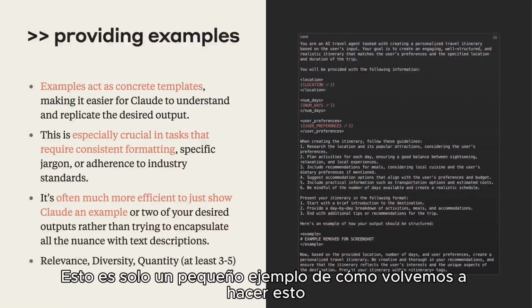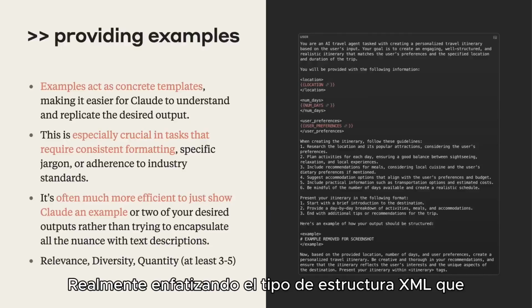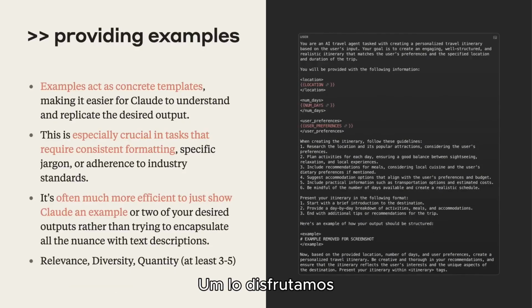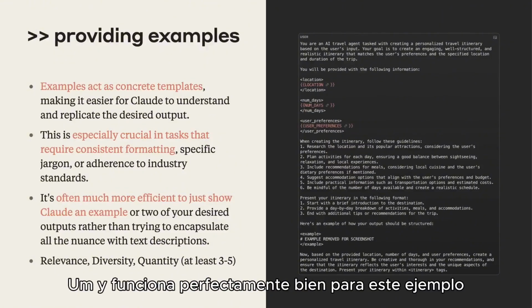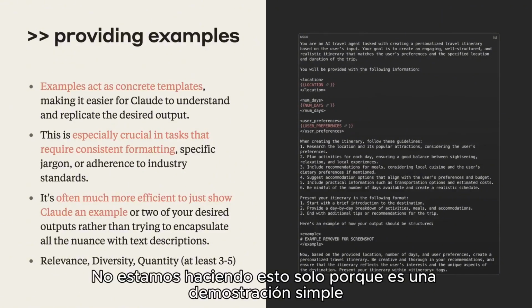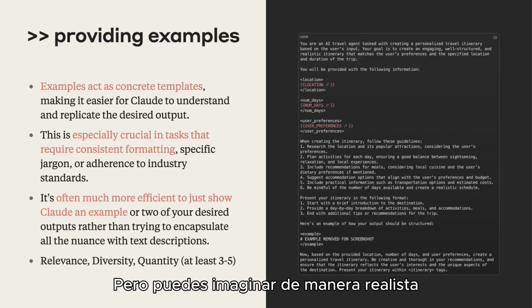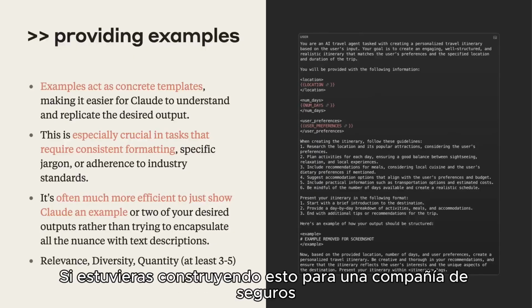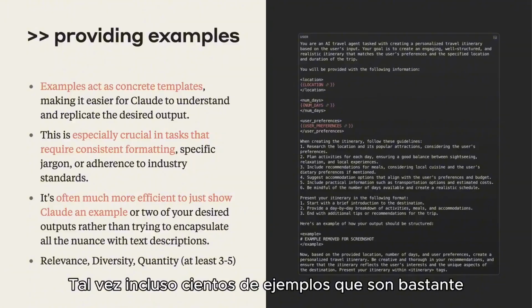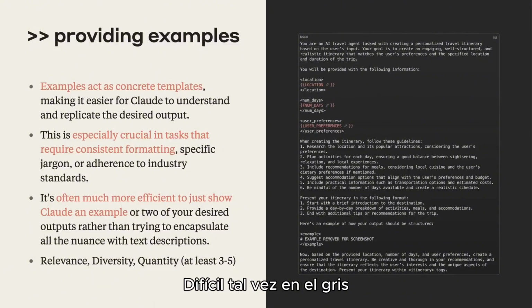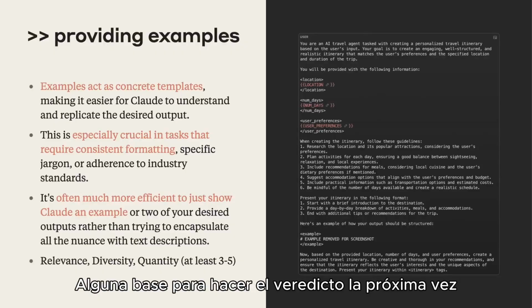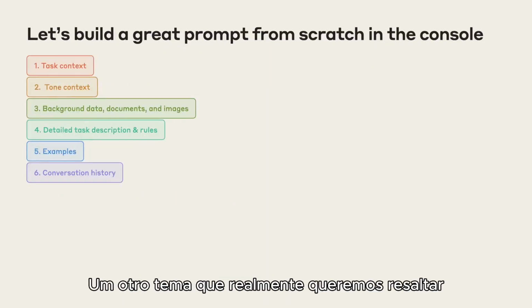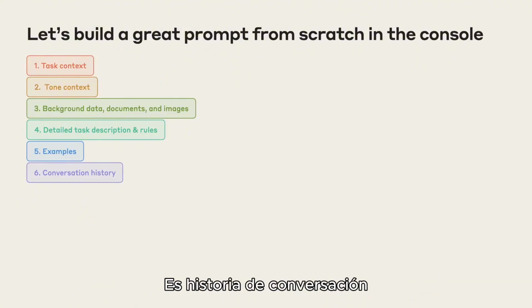You can see here as well, this is just a little example of how we do this. Again, really emphasizing the XML structure that we enjoy. It gives a lot of structure to Claude. It's what it's been fine-tuned on as well. And it works perfectly well for this example. In our case, we're not doing this just because it's a simple demo, but you can realistically imagine if you were building this for an insurance company, you'd have tens, maybe even hundreds of examples that are quite difficult, maybe in the gray, that you'd like to make sure that Claude actually has some basis in to make the verdict next time. Another topic we really want to highlight, which we're not doing in this demo, is conversation history.